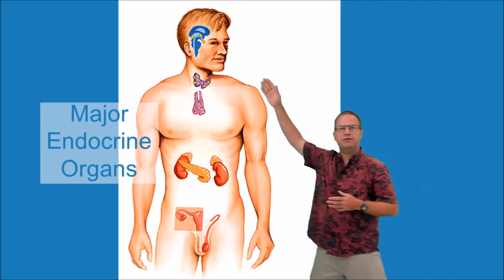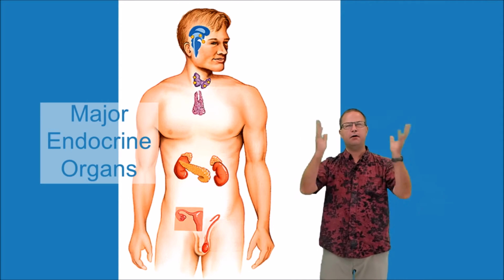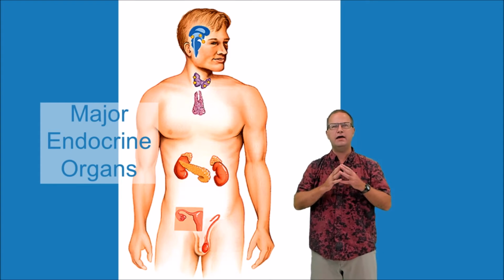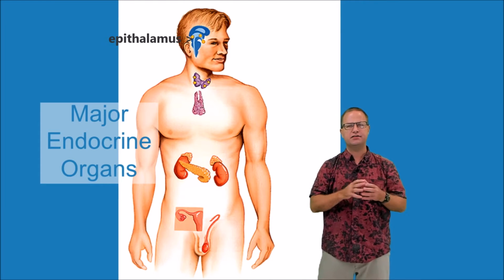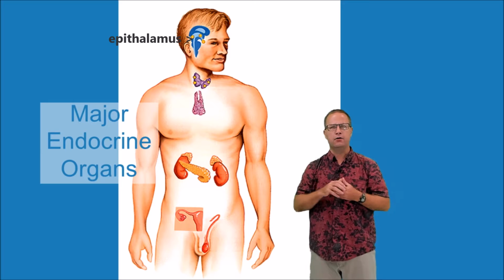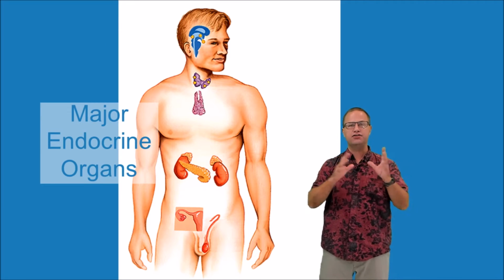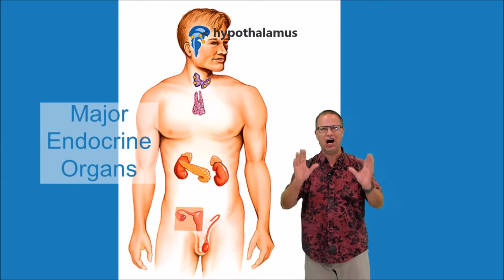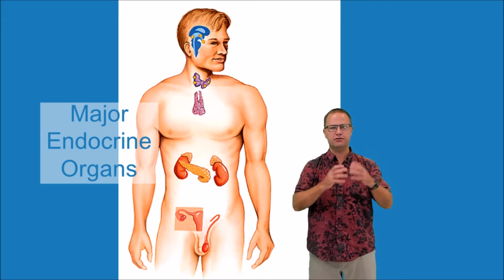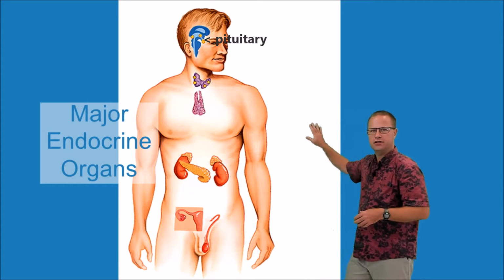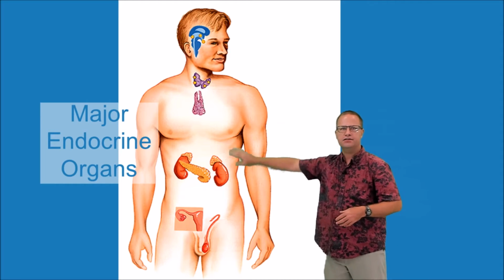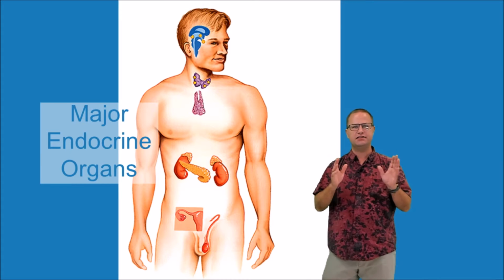So if we look up top there, we see the brain, and the brain has about 3 endocrine glands we want to talk about. One is the epithalamus. The epithalamus secretes the hormone melatonin, regulating day-night cycles. We also have the hypothalamus, which is sort of the god of the endocrine system. It controls the pituitary, and the pituitary controls a lot of these other glands down here. So the hypothalamus is very important, as is the pituitary.